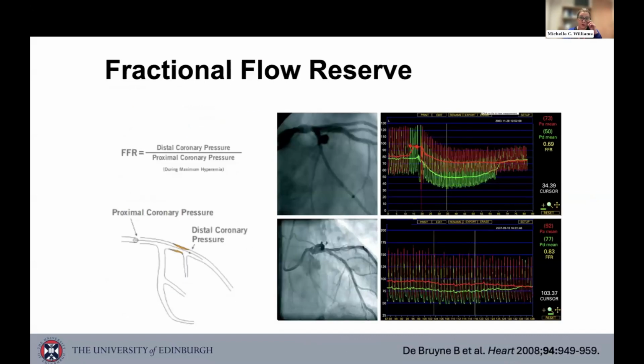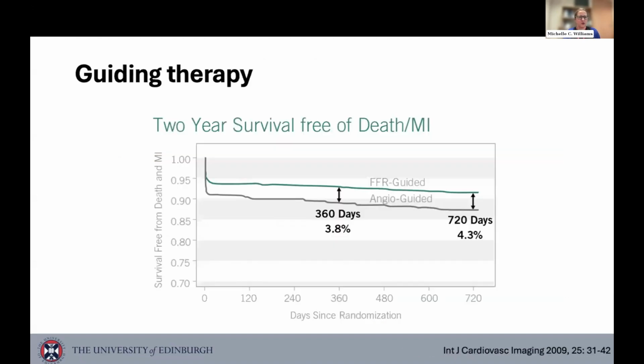And then we've got fractional flow reserve. So traditionally, this is an invasive measurement. You're measuring the distal coronary pressure compared to the proximal coronary pressure at maximal hyperemia, so during an adenosine infusion. So it's a ratio that we get during an invasive coronary angiography stress test. And there's lots of research that shows that this can be useful for guiding therapy, particularly stent implantation. This is data from the FAME study, which is going back a bit now.